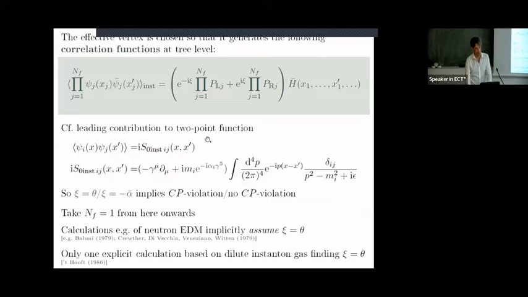So this means that if Xi happens to be theta after first principle calculation, we would say that there is CP violation in the theory. If Xi turns out to be minus alpha bar, which is also a possibility to this end, then we would conclude there's no CP violation. So to simplify things here, I don't think I take anything essential away from the argument, I don't want to have these products and sums associated. I just take one flavor from now on.